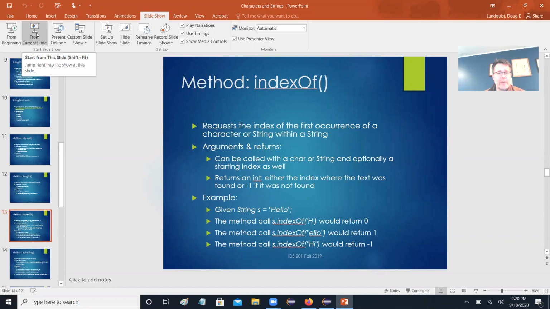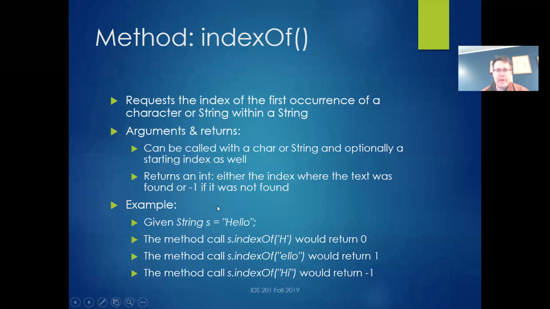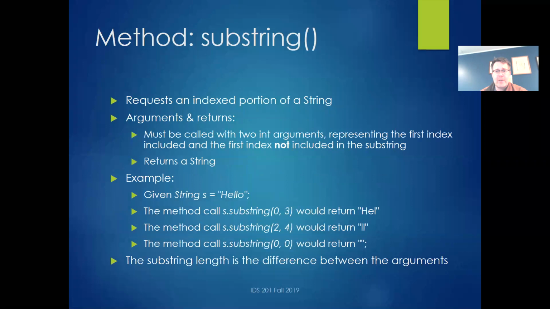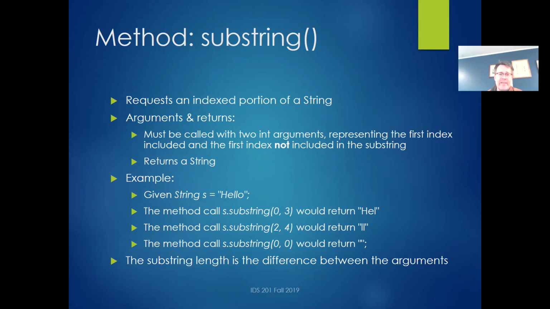Okay, well, great. The next one, after our index of method, is substring. So substring, as you might guess, returns an indexed portion of a string, a smaller part of a string, or a substring. Now, when we call it, we have to send along arguments. We send along 2 ints, and they represent first the index that starts the substring, and second, the first index that isn't included in the substring. And this is a really weird way to do it. It's actually kind of a strange way to do it.